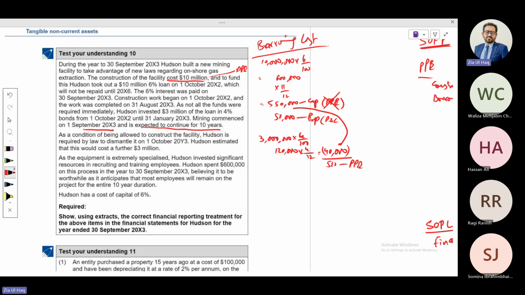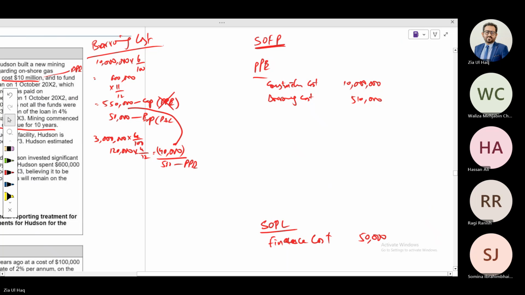Where's 80,000? For 120,000. They took a loan of 10 million. So that loan should be recorded as what? Liability. Under liabilities, they should record a loan of what? 10 million.